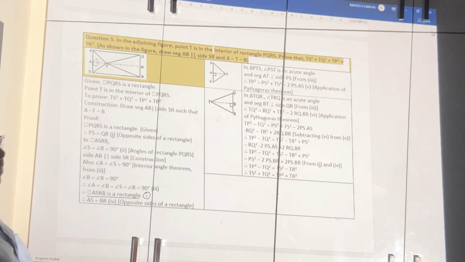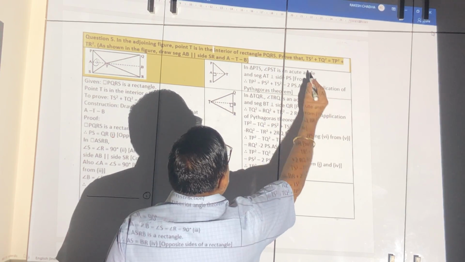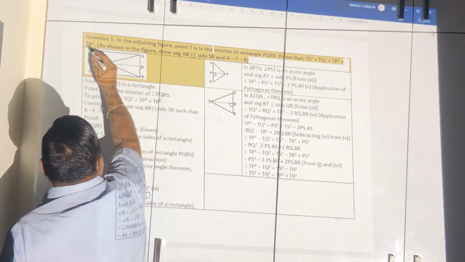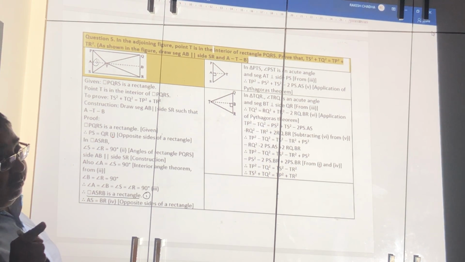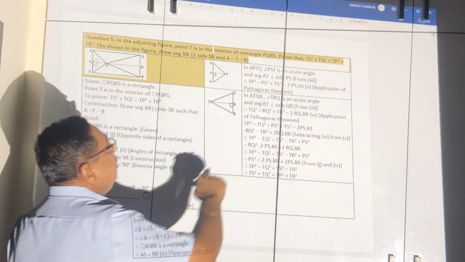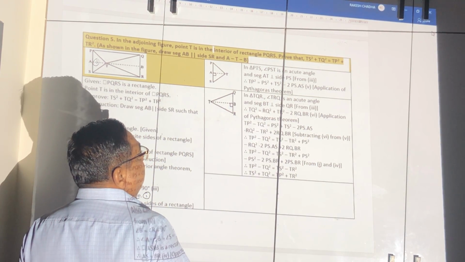I've drawn it for you. Now, when I use application of Pythagoras theorem, why are 4 terms required? Pythagoras gives me 3 terms: C square is A square plus B square. I need 4 terms. So, I will use application of Pythagoras theorem first, right?